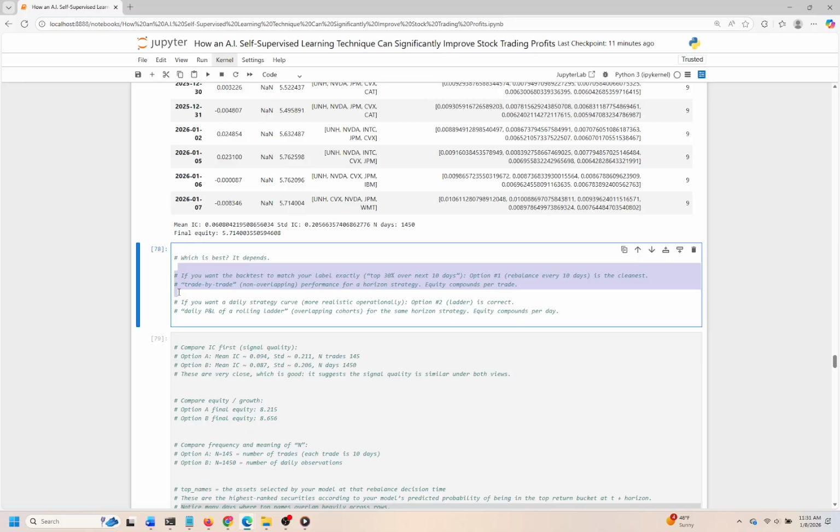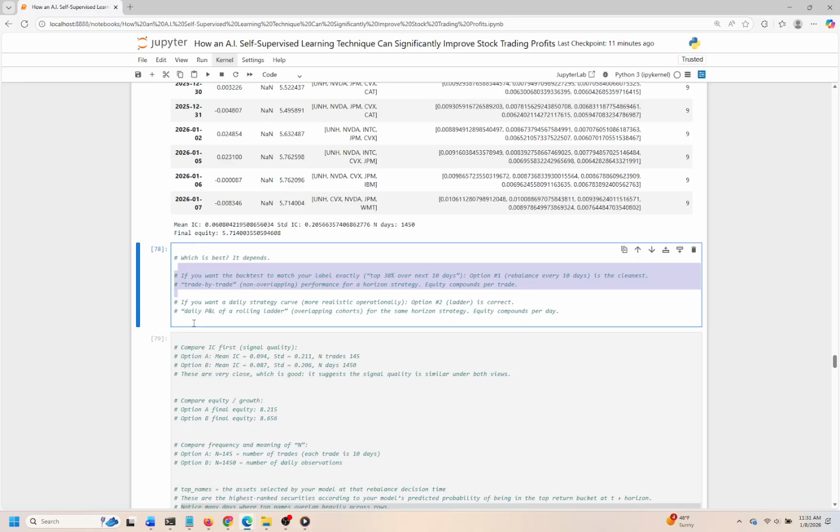This method allows for straightforward analysis, focusing solely on non-overlapping performance for that specific time frame. By compounding equity trade by trade, traders can see how each individual decision contributes to the overall outcome, providing a clear picture of the strategy's effectiveness.